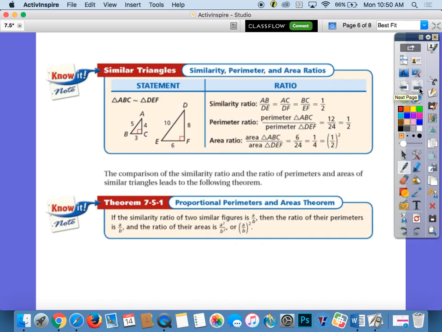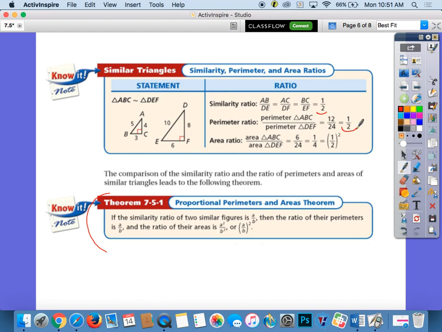All right, the last thing we'll go over, guys, is our relationship between our perimeter and our area ratios. This looks a lot more complicated than it is, okay? Just to talk you through it really quickly, if I'm going from triangle ABC to triangle DEF, my similarity ratio is 1 to 2, which you guys will see here. Now, if I go through and find my perimeter, you'll also notice what? The similarity ratio for the perimeters is 1 to 2.